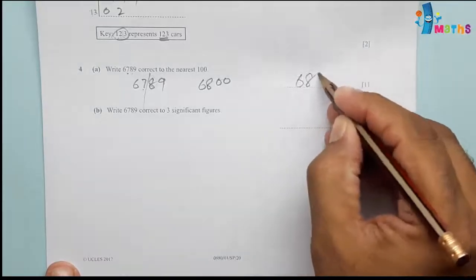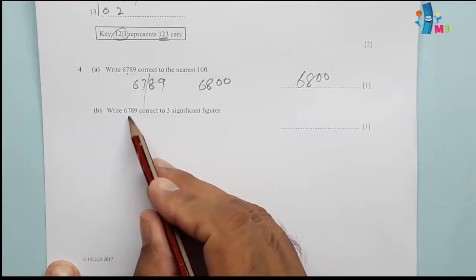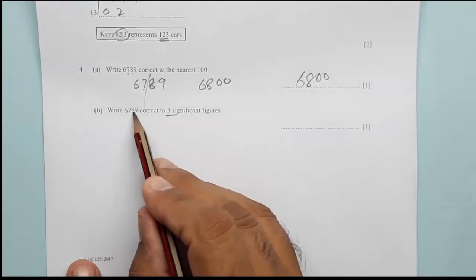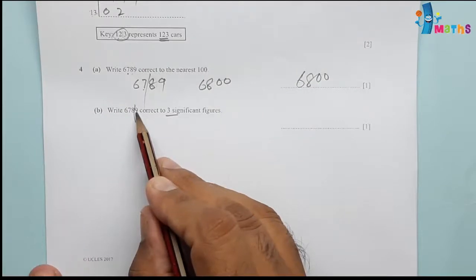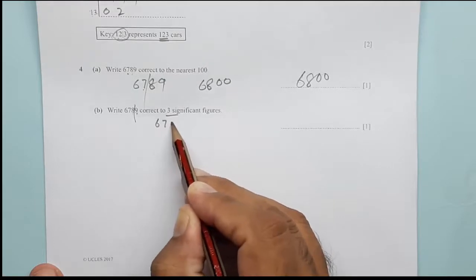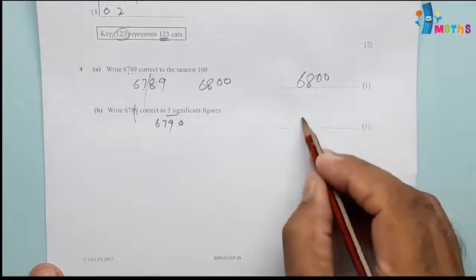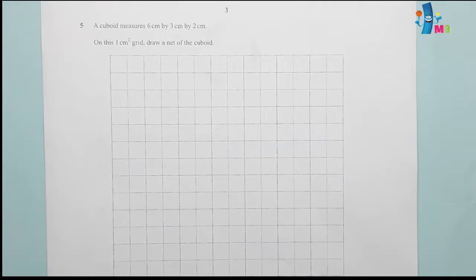So we will copy here 6800, and then B part is write 6789 correct to 3 significant figures. So 1, 2, 3 figures we require. We will be rounding this 9 to 0. This is more than 5, so we will be adding 1 to 8. So it will be 6, 7, 9 and 0. So this will be our answer.